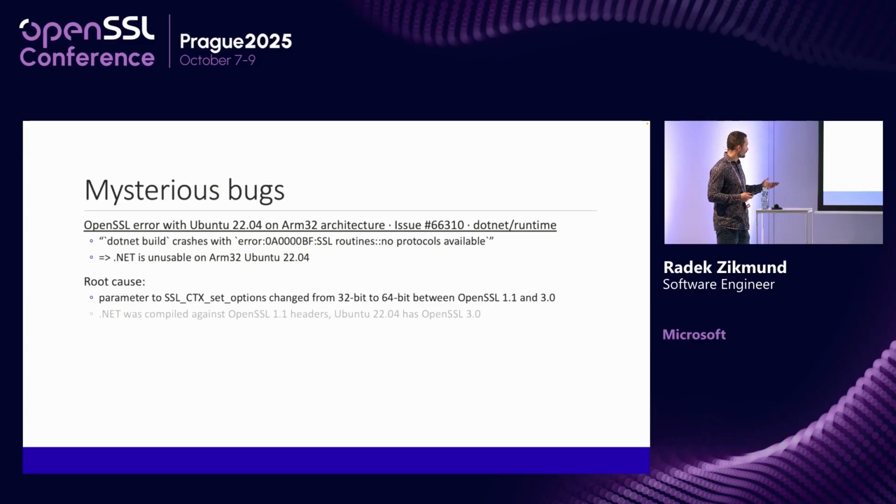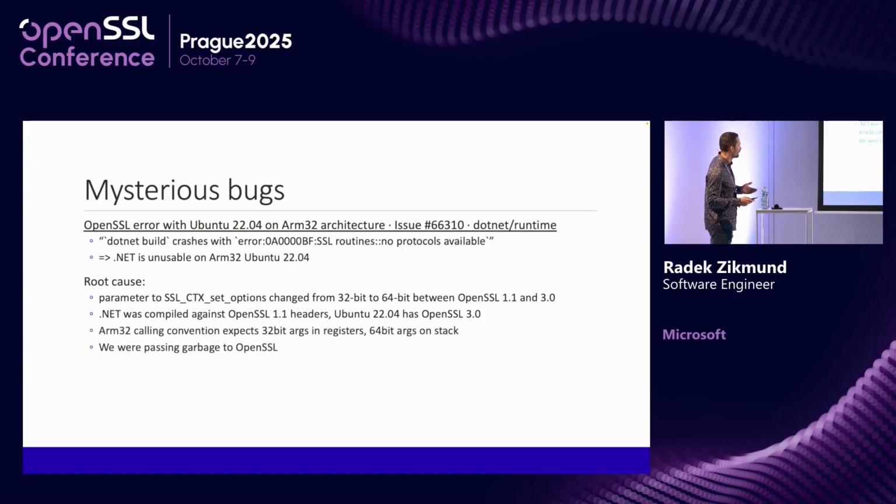And the reason is, I will unroll these. When we compile against the older OpenSSL headers, we are using the old signature of set options, which is accepting a 32-bit parameter for the options flags. But then at runtime, we load a library which is accepting 64-bit flags in that same function. But we are still invoking it via the function pointer, which is accepting 32 bits.